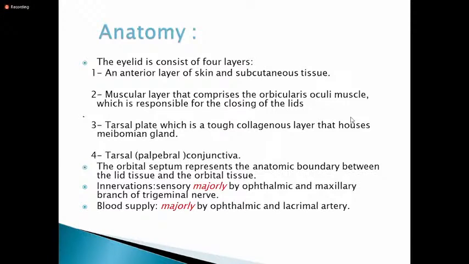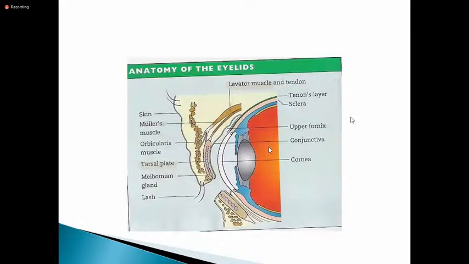Innervation of the eyelid depends on what you're talking about. The sensory supply is mainly the ophthalmic branch and the maxillary. Also, you talked about the orbicularis muscle, which is supplied by the seventh cranial nerve. There is a small smooth muscle called Müller's muscle, which has a sympathetic innervation, and you remember sympathetic nerves go with blood vessels. The blood supply is mainly from the ophthalmic and lacrimal arteries. So, in short, this is what we are talking about when you're talking about the eyelid.